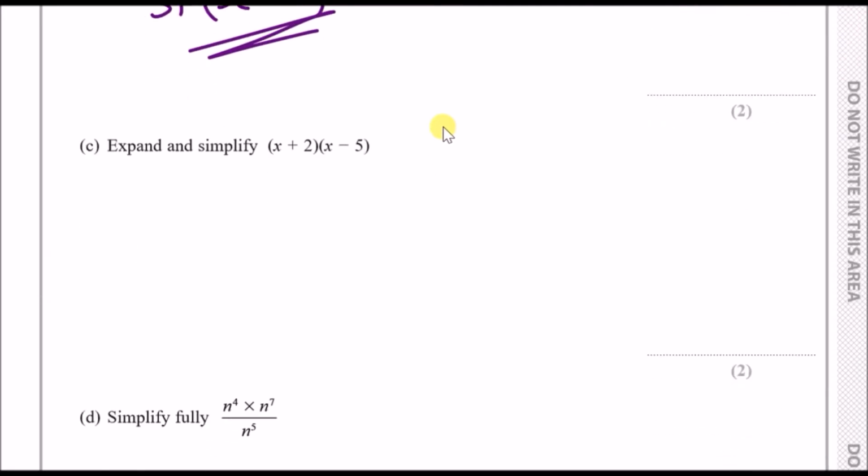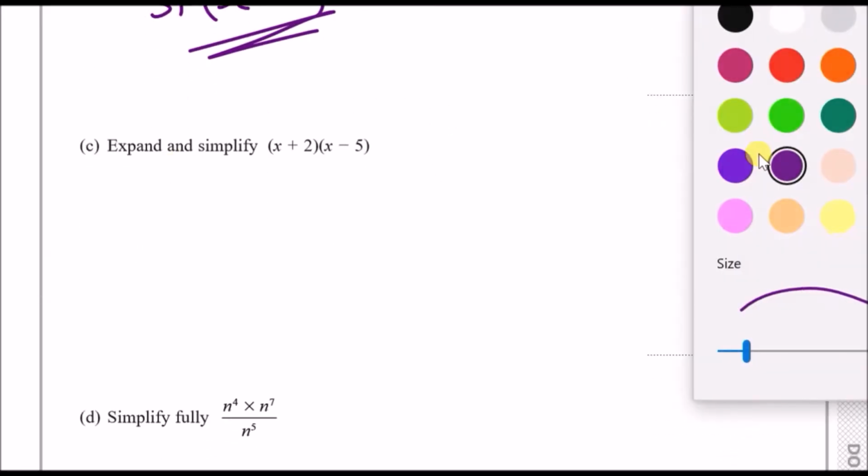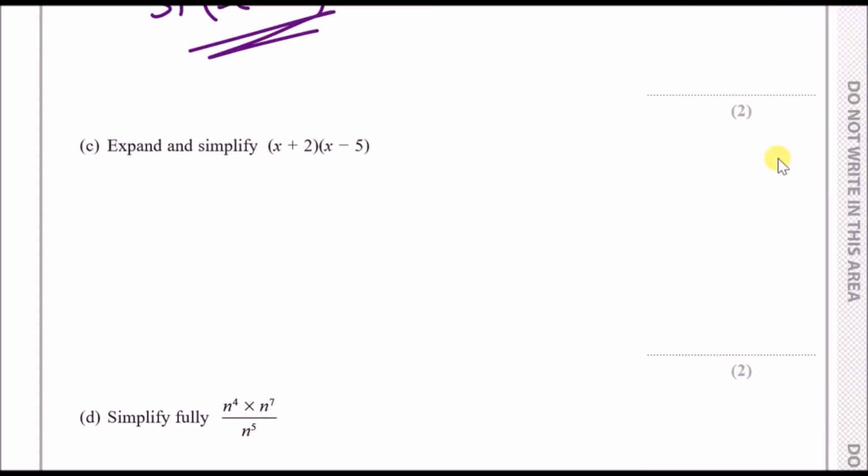Now for part C, they want us to expand and simplify that double bracket. So for these cases, you always do term by term when you multiply. So it's going to be x times x, x times minus 5, and then 2 times x, 2 times minus 5.